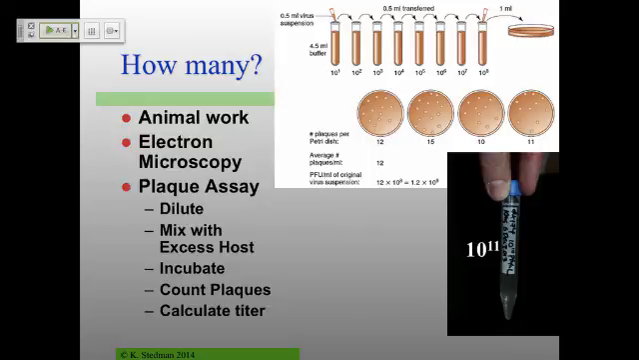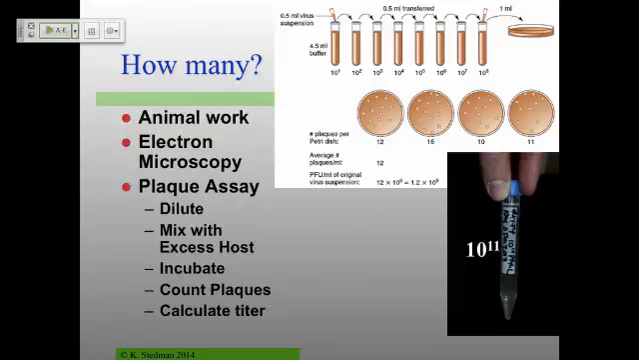So what people do, mostly because, again, animal work is really expensive and hard to do, and with electron microscopy you need a whole bunch and you don't know if these are actually functional or not, most people, if you can, are going to do a plaque assay. And so a plaque assay is basically shown up here in the corner in a cartoon version. You take your virion suspension and dilute it a whole bunch. And we'll see why that is in just a second. And you've got really very, very large numbers here.